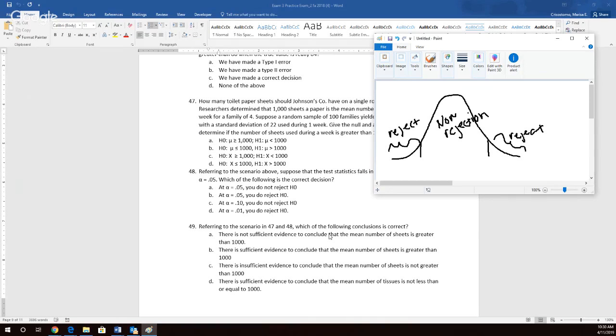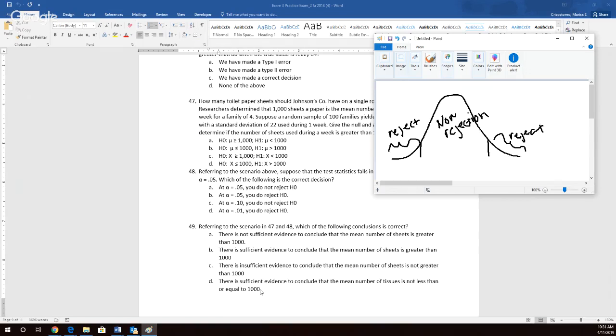Well, that leads us into 49 here. If you are rejecting the null, that means you have sufficient evidence to conclude that the null is not true. The first thing I like to do is find the ones that do say sufficient evidence. A says not sufficient evidence, B says sufficient evidence, C says insufficient evidence, and D says sufficient evidence. So we're looking at either B or D here.